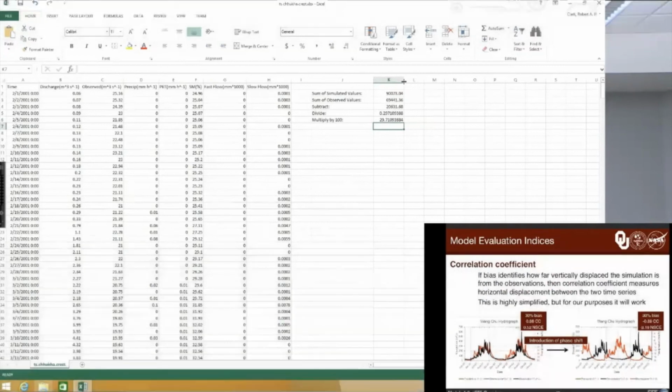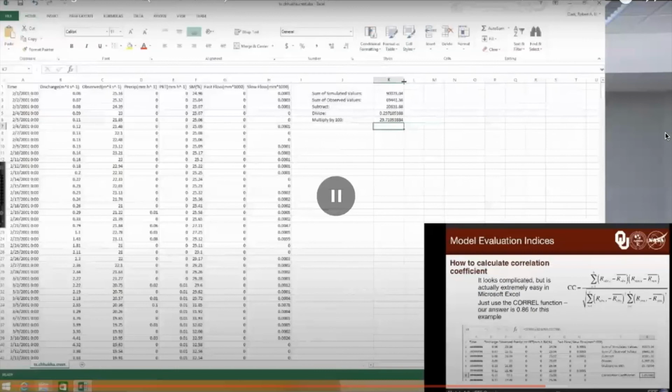So this is just reiterating what I just mentioned, that correlation coefficient is more of a side-to-side shift in the hydrograph rather than an up and down shift. This demonstrates that the correlation coefficient is more of a side-to-side change instead of up and down.